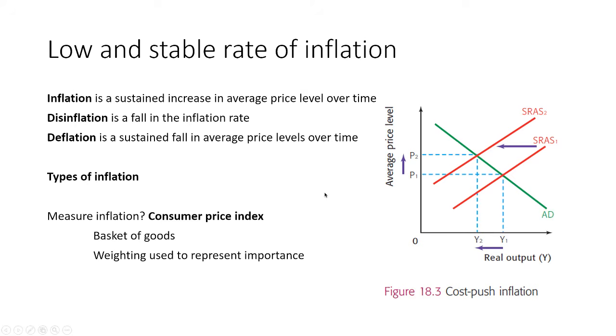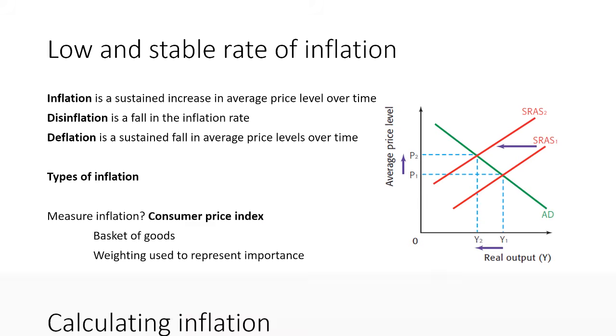There are different types of inflation. There's cost-push inflation, which is when the aggregate supply is pushing the price level up by shifting inwards. This is usually caused by supply-side shocks, for example, the oil price increasing.